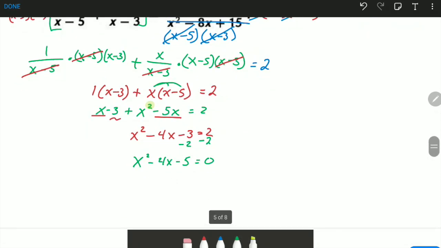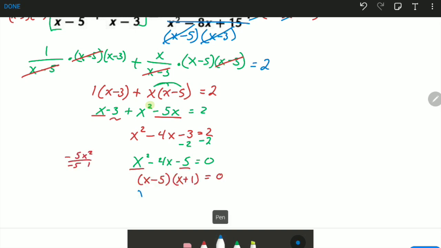Now this is a quadratic equation, so we could solve it with quadratic formula or zero product property, which is what I usually tend to do because it's usually quicker. So the combination of factors we need are negative 5 and positive 1, making our factors x minus 5 and x plus 1, since we have no leading coefficient.